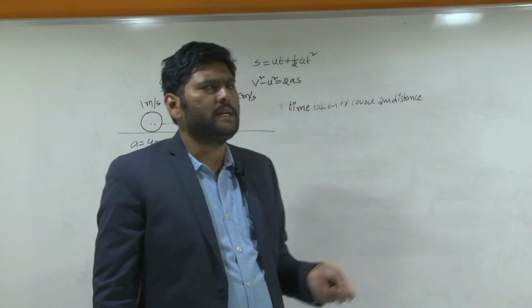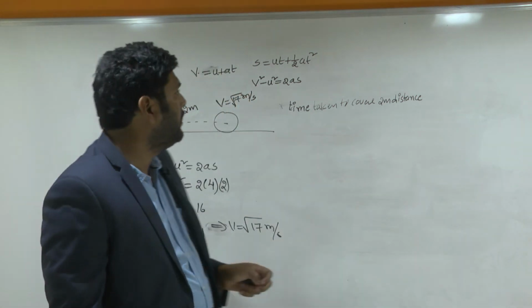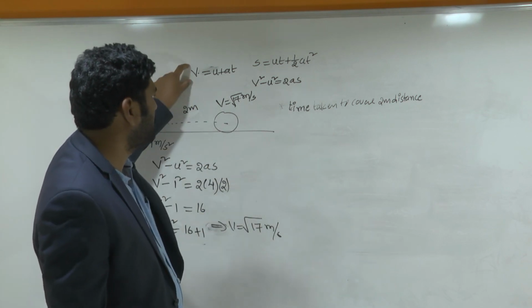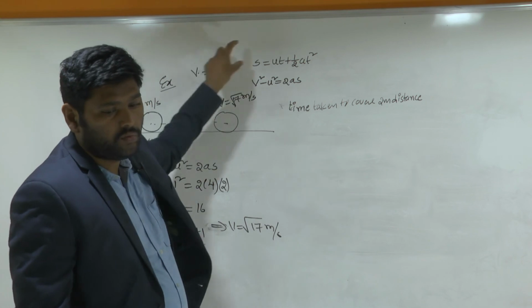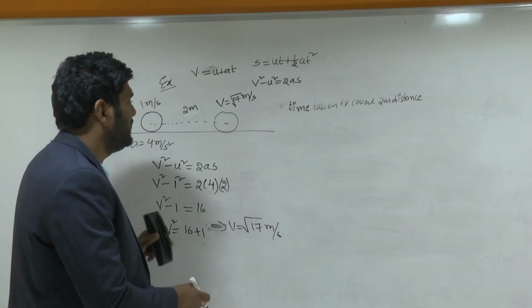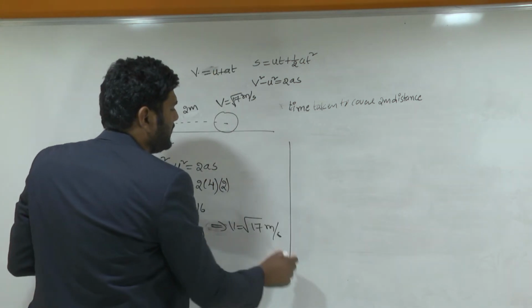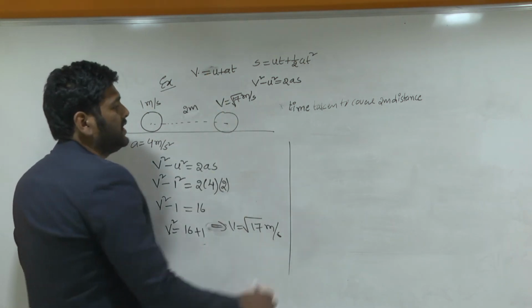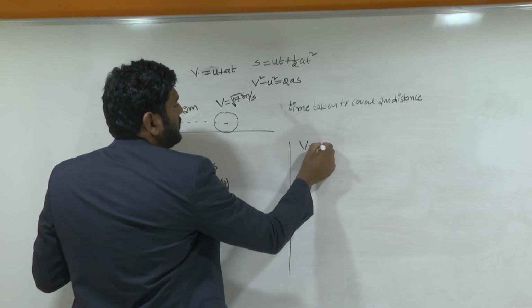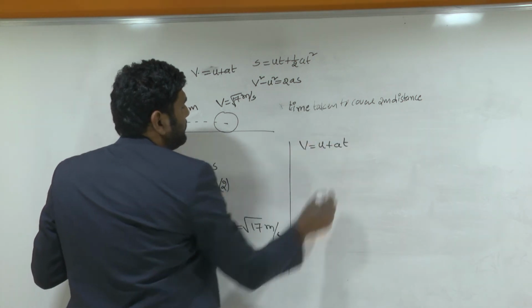You can find this answer in two ways. One is by using the first equation of motion, and the other is by using the second equation of motion. In two ways you can find the answer. First, I'll apply the first equation of motion: v = u + at.